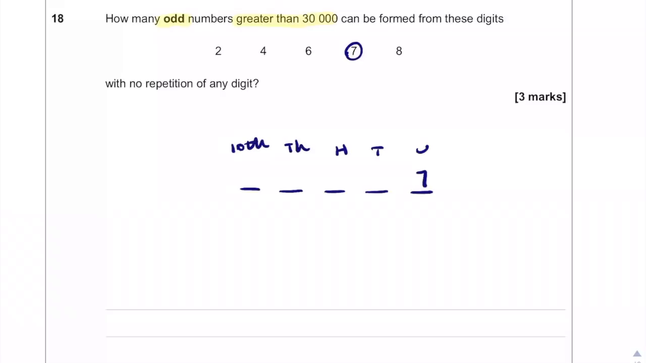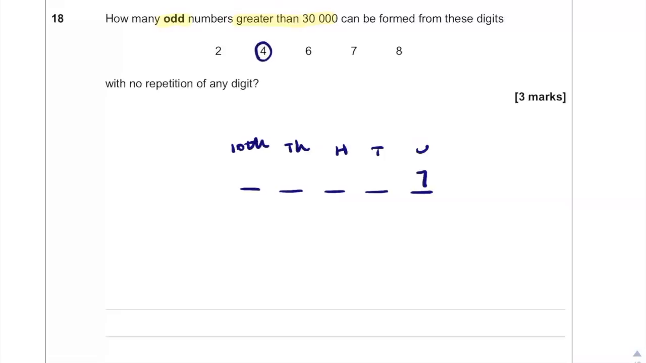Now let's have a look at the other numbers. We're also told that our numbers have to be greater than 30,000. So that means in this first column, the 10,000s column, we can't have the number 2. So let's think of all the other different combinations we could have.